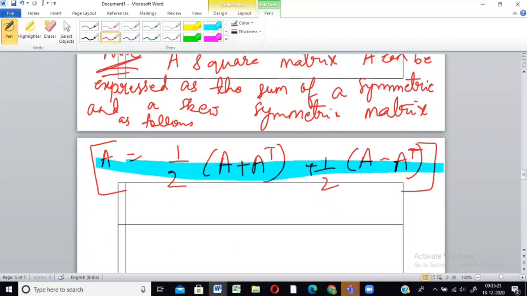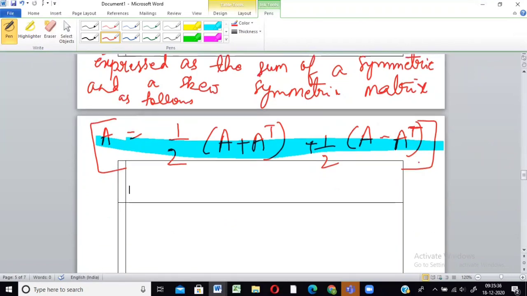Whatever matrix A you have, you have to bring it into this form. First write A, write A transpose, then find A plus A transpose, find A minus A transpose, then put it in this form. Then you can express that A like this. Okay, so we will just take one solved example based on this.